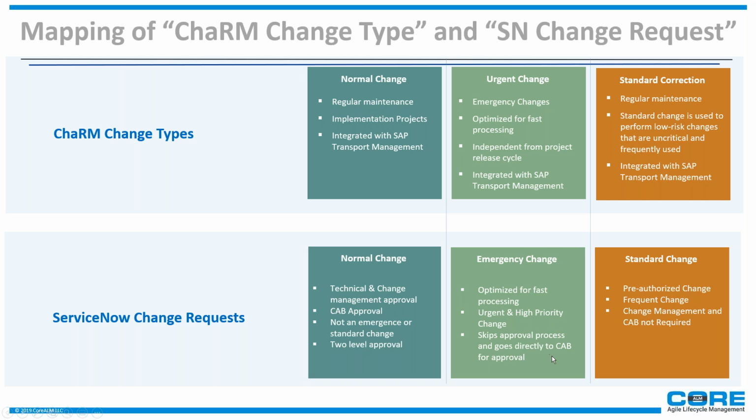When we jump into the ServiceNow emergency change side, it pretty much maps one to one. It's optimized for fast processing. It does require CAB approval. However, it does skip some of the manager approvals, meaning that anyone can create an emergency change, because in this case it's an emergency.